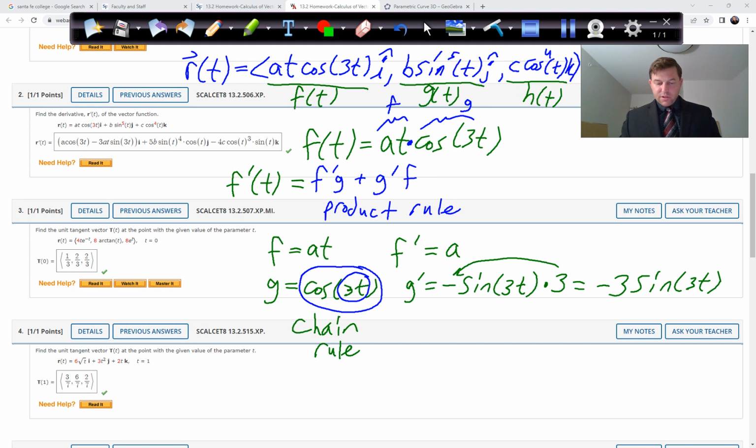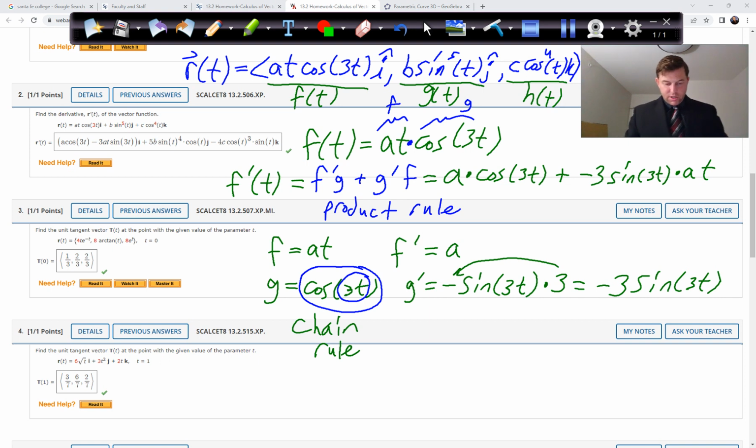Okay, now we have to put these four things into this f'g plus g'f up here. So f prime was a times the original g, which was cosine 3t, plus g prime, which is negative 3 sine of 3t, times the original f, which was at.